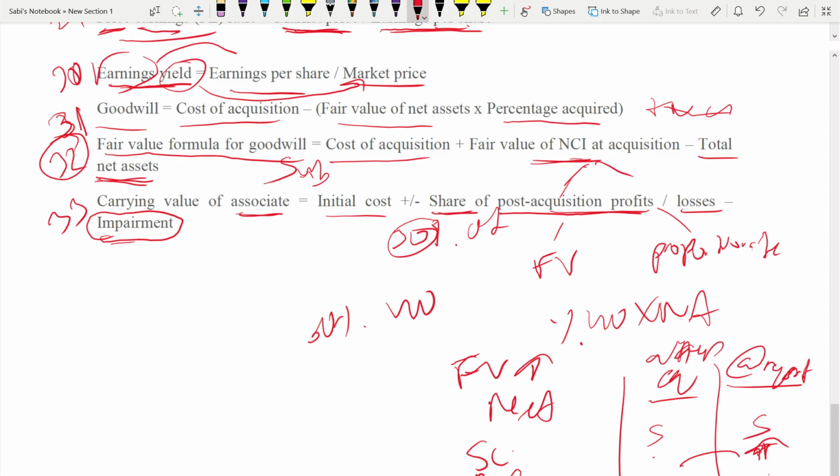And another thing, we are not talking about NCI here, okay? Most of you will be confused that we have to take NCI percentage, fair value or proportionate changes. No, this is relating to associate, no? So associate, straight away you can take their percentage and deduct the impairment. Or if impairment is not there, then simply just the initial cost plus or minus the post-acquisition profit. Right, so that's it. We have finished all the formulas here.